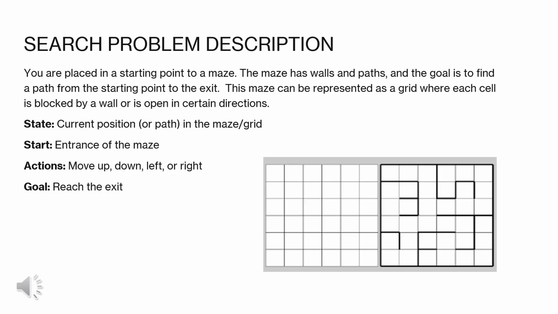This maze can be represented as a grid where each cell is blocked by a wall or is open in certain directions. The state for the problem is going to be the current position or path in the maze, and the starting point is going to be the entrance of the maze. The actions will be to move up, down, left, or right, and the goal is to reach the exit.